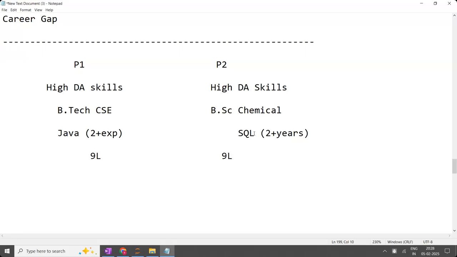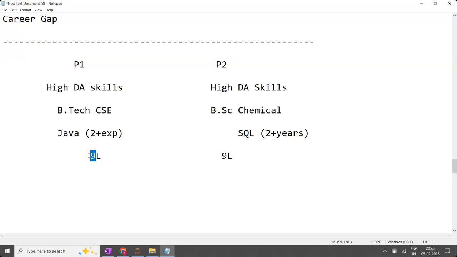Now what will the Java person think? Oh, from Java to data analyst we can't shift. Then how do we overcome this problem? Only one point: he has to expect less salary. That is the only solution.